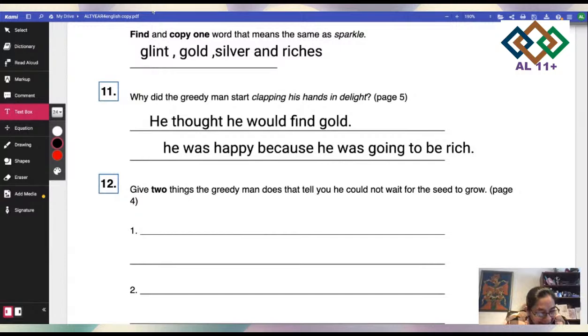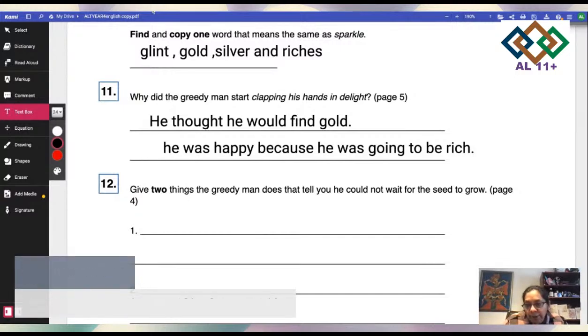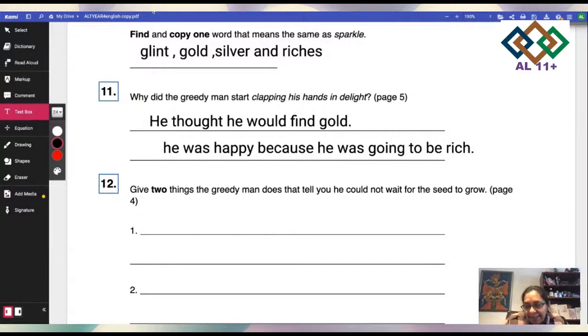So, what were the two reasons you think that he will not wait? Let's see what you guys have written in this. He wanted to find the gold in the pumpkin that did not grow, because he really wanted the gold. He really wanted to get rich, maybe, because he was going to be rich.